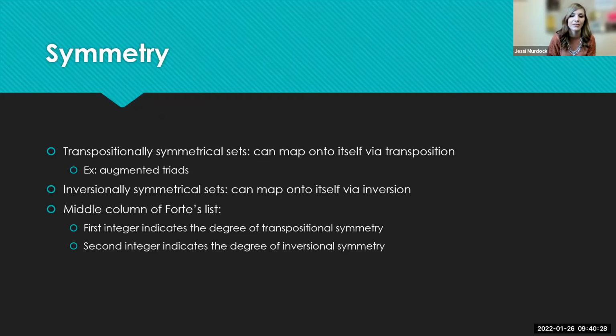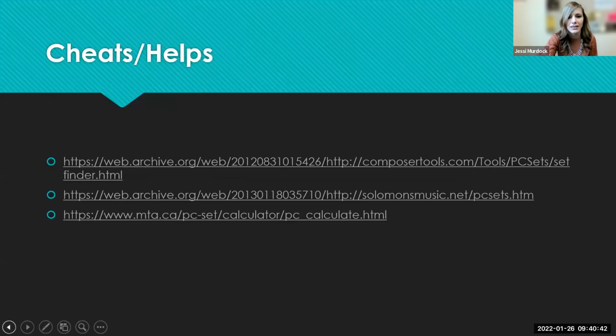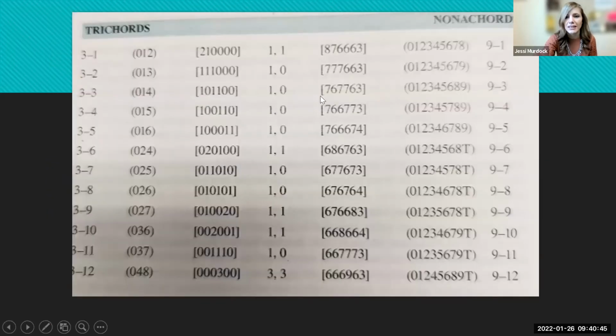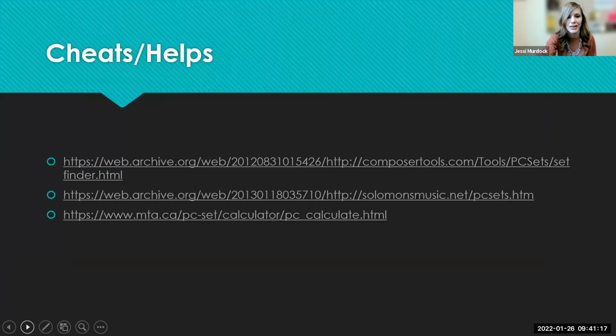Now back to the Allen Forte classification. In his list, there's a middle column that tells you about the symmetry. Let me go back for a second so I can show you that middle column. You can see in the middle, for example trichord 3-1, there's a 1, then a comma, and then a 1. The very first one tells us the degree of transpositional symmetry, so it can be transposed once and map onto itself. The next one tells us its inversional degree of symmetry, so we can invert it once and map it onto itself. It just happens one time.